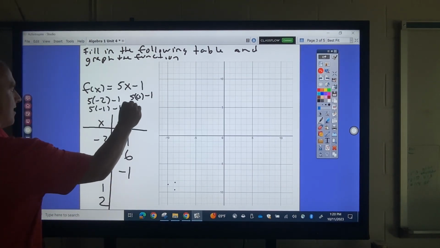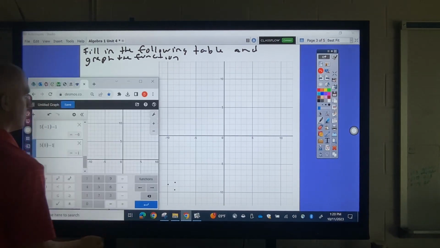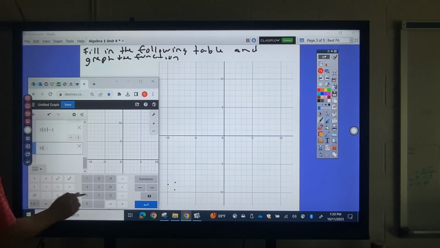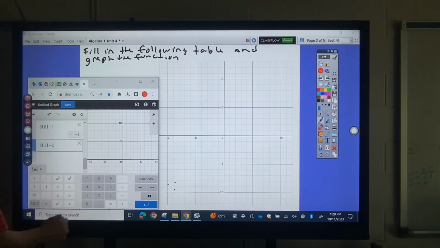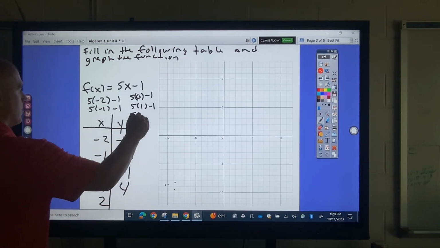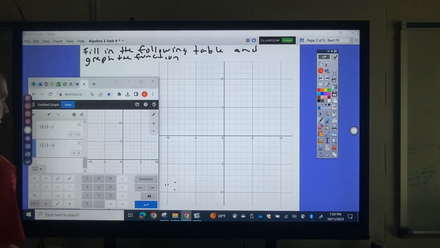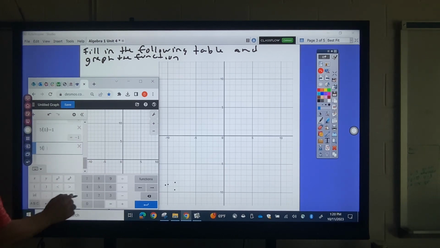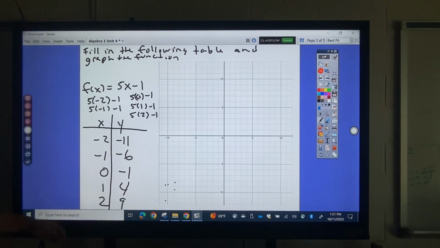Then I put 1 in there. Okay, 5 times 1 minus 1 is 4. And then I put 2 in there. All right, 5 times 2 minus 1. Whoops. 5 times 2 minus 1 is 9. Okay? All right, so that's how I make my table.